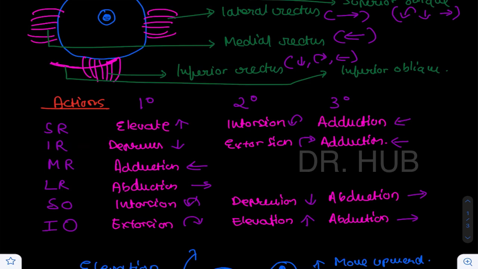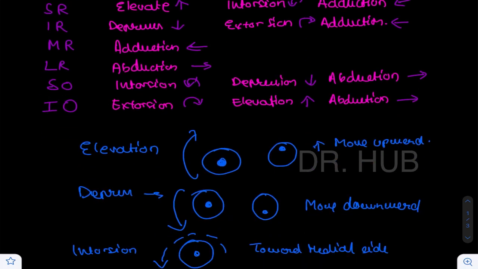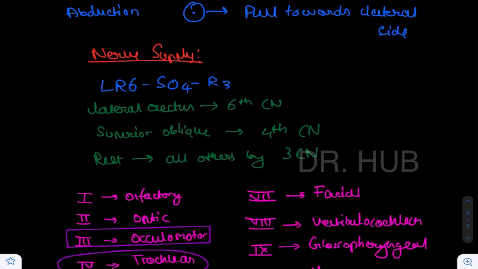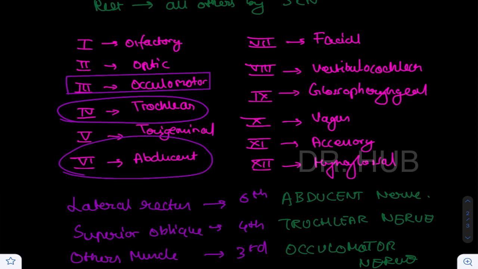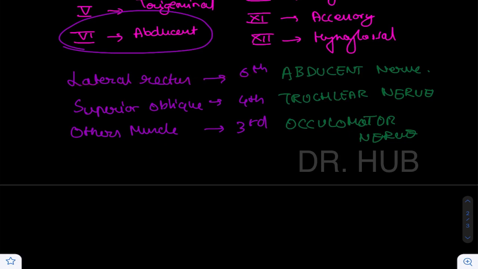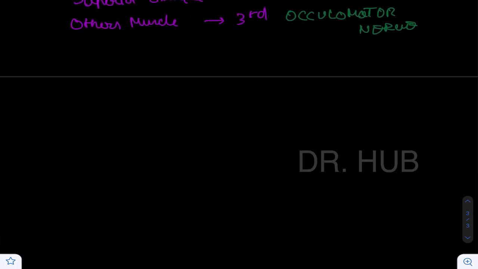Next we have the superior rectus, main function elevation, inferior rectus depression, medial rectus adduction, then abduction, then intorsion and extorsion by the superior oblique and the inferior oblique. Next, the nerve supply LR6, SO4, R3, self-explanatory, that is the lateral rectus by the 6th. Next, we spoke about all the cranial nerves, that is, there are 12 and they are very important to know. Next, we have again the lateral rectus 6th, superior oblique 4th, and the other muscles 3rd, as abducent, trochlear, and oculomotor nerves respectively.